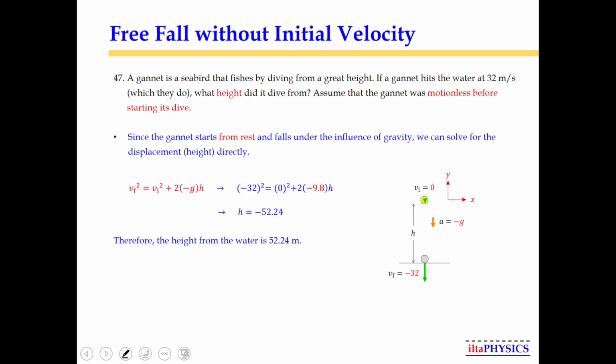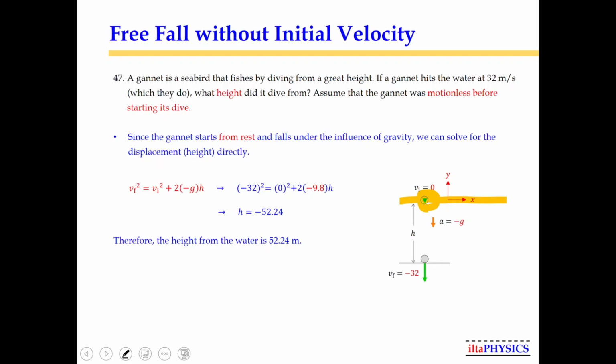Problem 47 is about the motion of a gannet. A gannet flying over the sea spots prey and dives vertically into the water. Its speed when it hits the water surface is 32 meters per second. We need to find the height from which it started. The first step is setting the coordinate system and the origin. Since it's linear motion, we'll use a Cartesian system where up is positive, and we'll set the initial position, the yellow dot, as the origin.